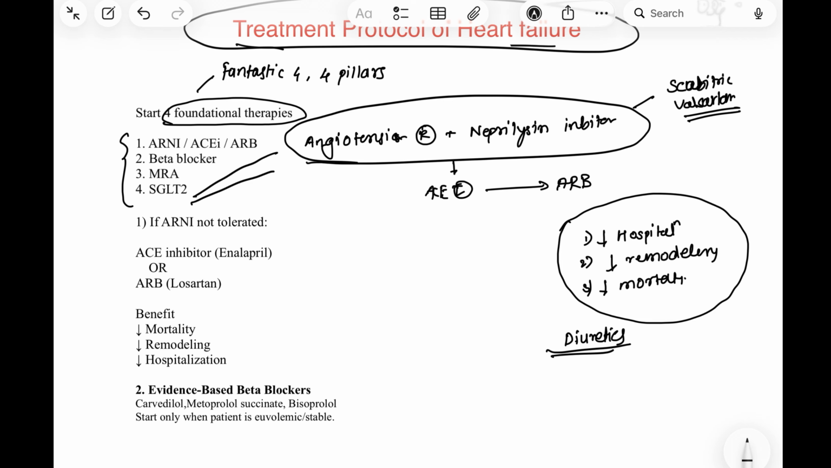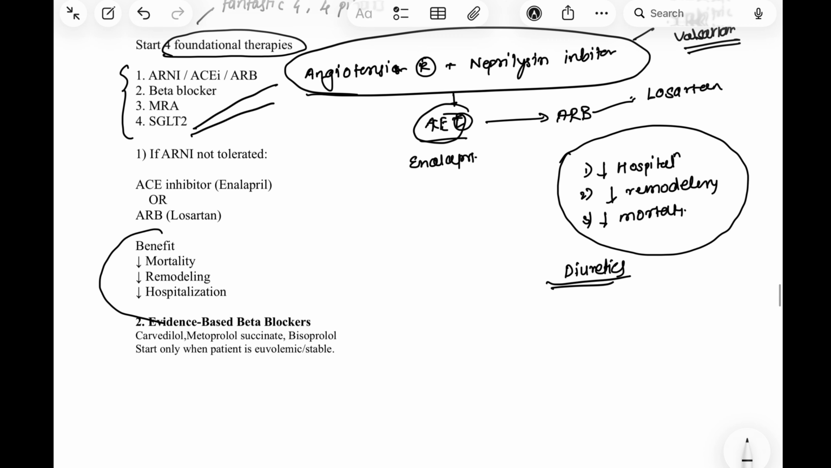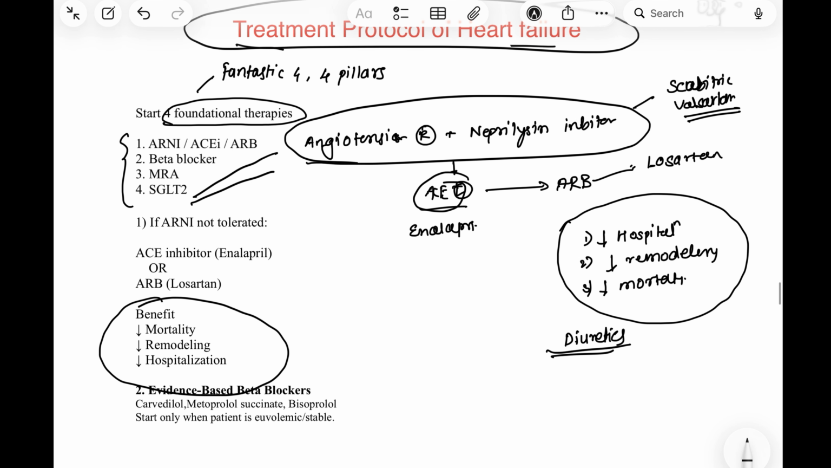The second one is ACE inhibitors. If ARNI is not tolerated, then we start ACE inhibitors like enalapril. Okay. If the patient is again not tolerant to these ACE inhibitors, we will start with ARB, like losartan. So the benefits we have discussed: it is associated with a decrease in mortality, decrease in remodeling and decrease in hospitalization, which is one of the most important characteristic features of these four fundamental therapies, right?